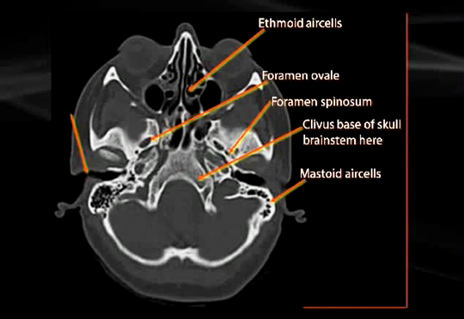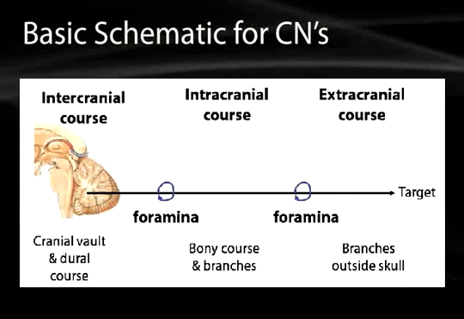Then we have the mastoid air cells. Notice how air cells are very disorganized looking. They don't look fully completed, especially on the opposite side where they look a little bit more disarrayed. Ethmoidal air cells. And then we'll move on to the schematic of the cranial nerves.